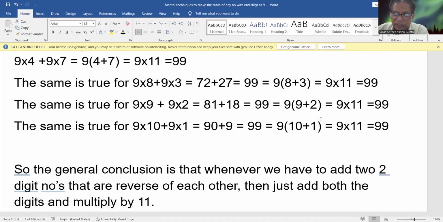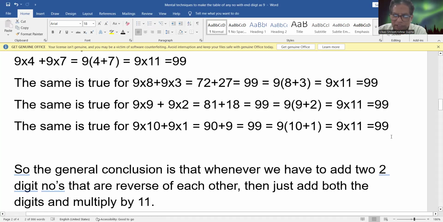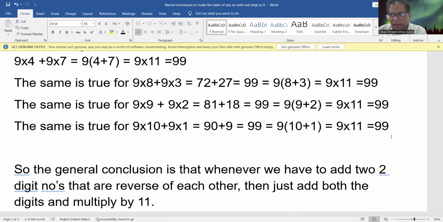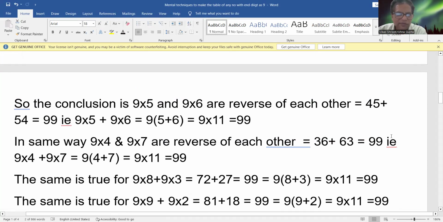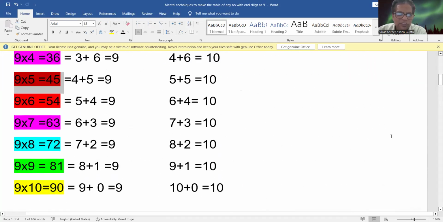Suppose you have to add 32 plus 23. So what do you do? Add 3 plus 2. 3 plus 2 is 5. And 5 into 11 is 55. So your answer will be 55. So to add any two two-digit numbers which are reverses of each other, just add both the digits and multiply by 11. In the same way, I am showing you a similar feature for subtraction.